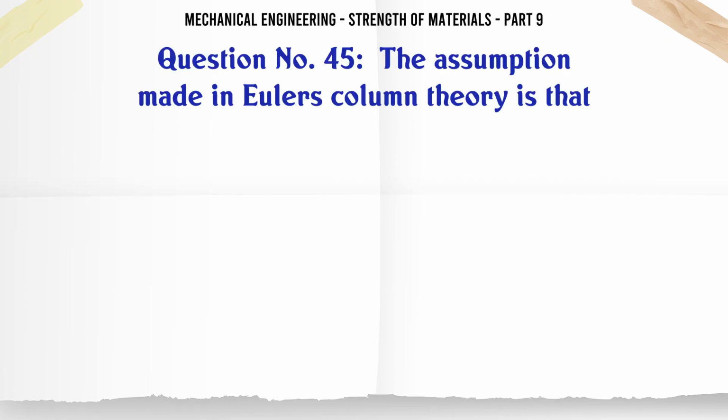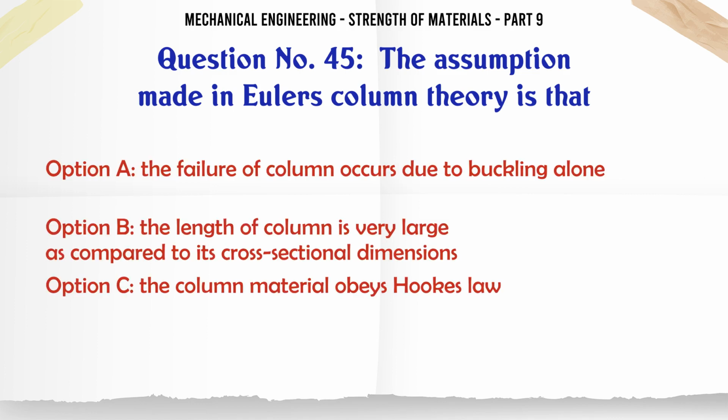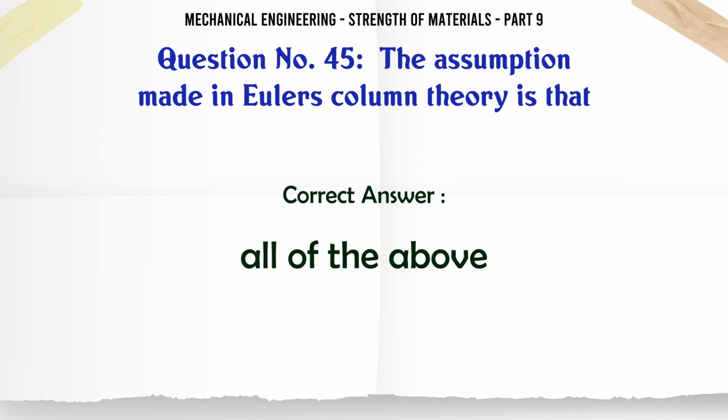The assumption made in Euler's column theory is that A, the failure of column occurs due to buckling alone. B, the length of column is very large as compared to its cross-sectional dimensions. C, the column material obeys Hooke's law. D, all of the above. The correct answer is all of the above.